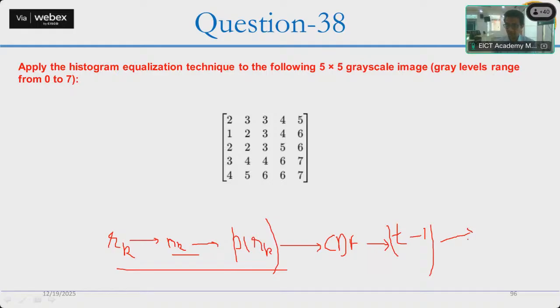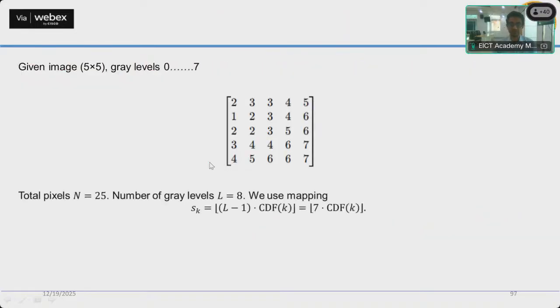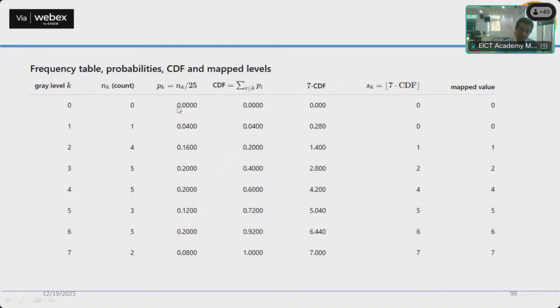Thereafter, what we do, we basically round off. Here we round off, and here we get the new pixel value. So you can see here, it is the same way. The PR is there, the CDF is there, we multiply it and then we calculate the S of K. And then S of K is basically the mapped value.